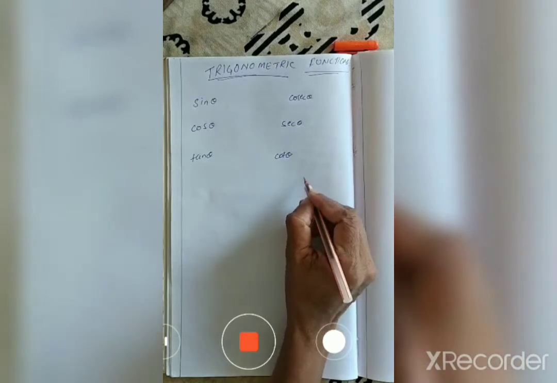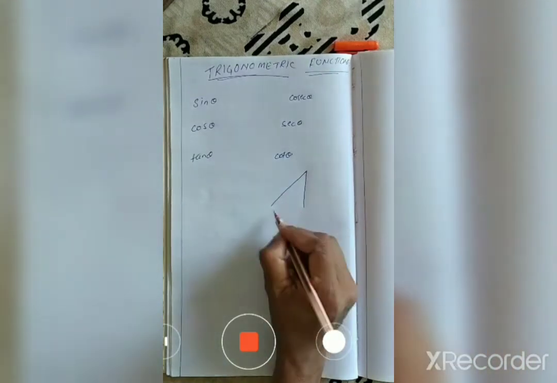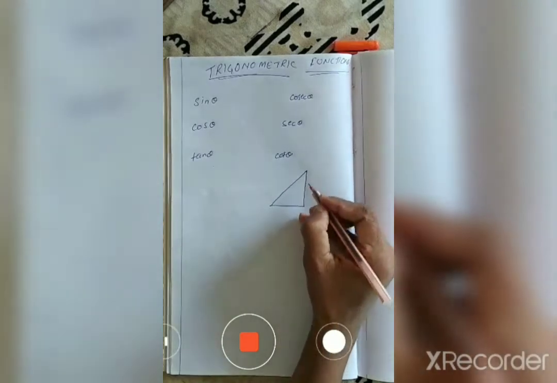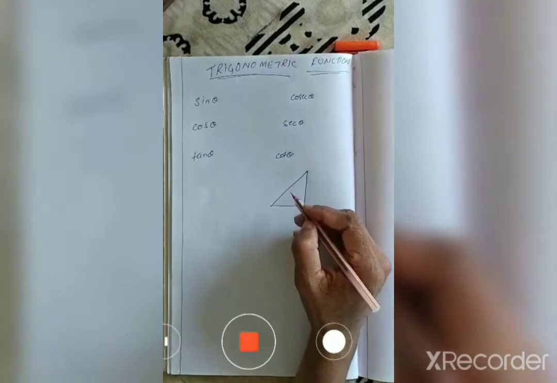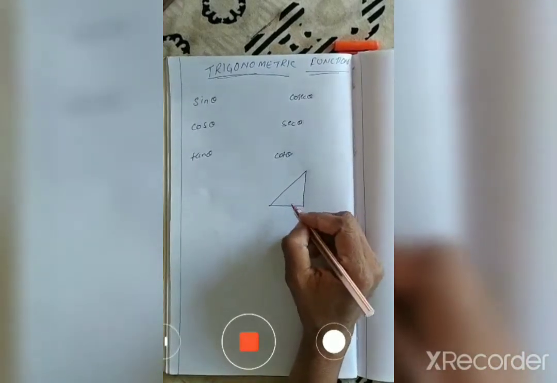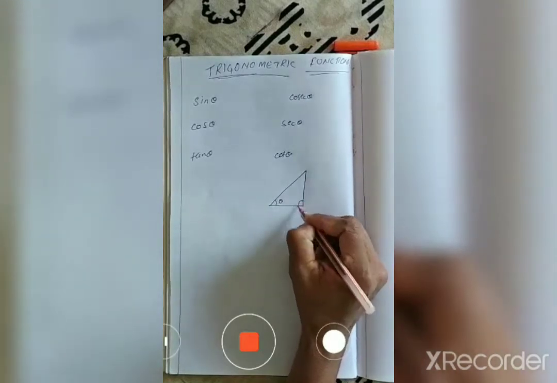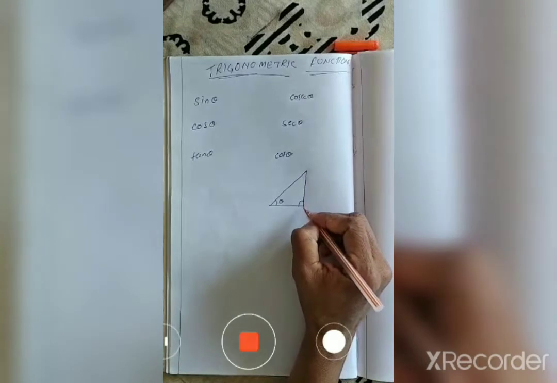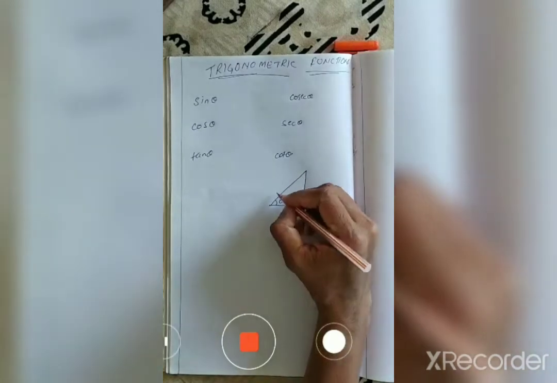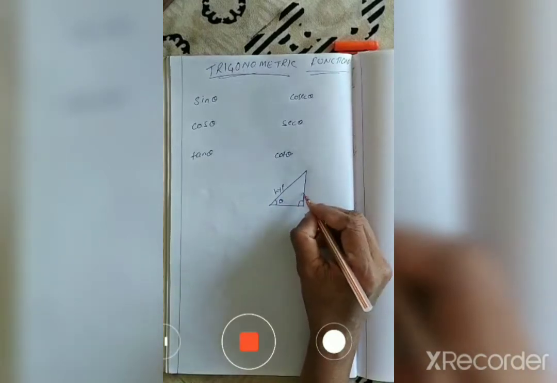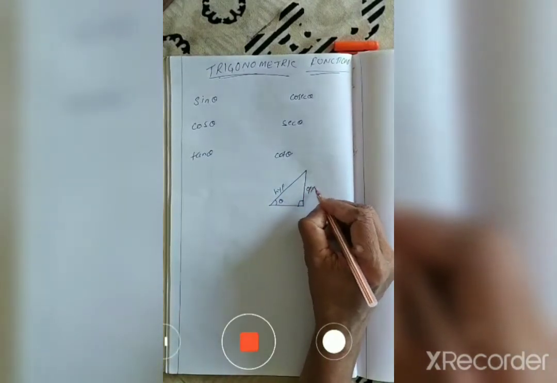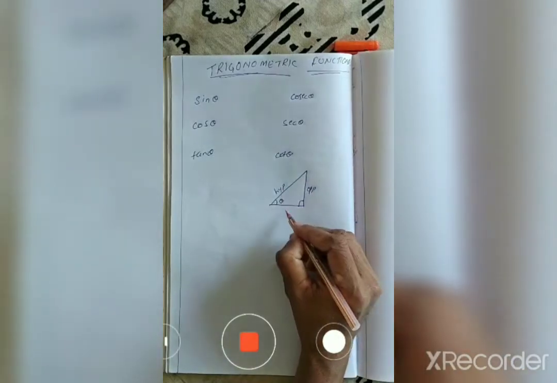They are defined on a right angled triangle because all the other triangles can be reduced into right angled triangles. Now, name one angle other than 90 as theta. The side opposite to angle 90 is called hypotenuse. The side opposite to angle theta is called opposite side. The side adjacent to angle theta is called adjacent side.